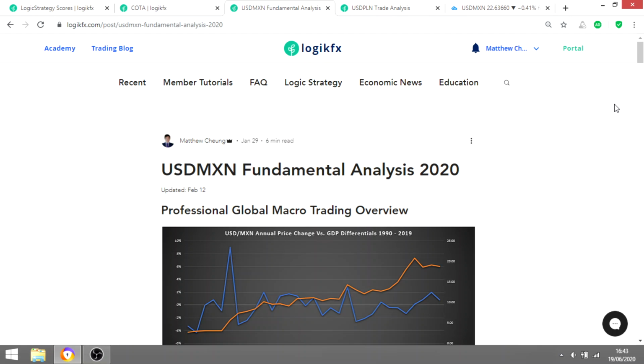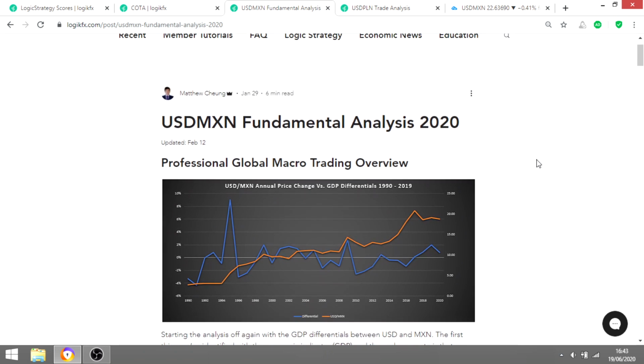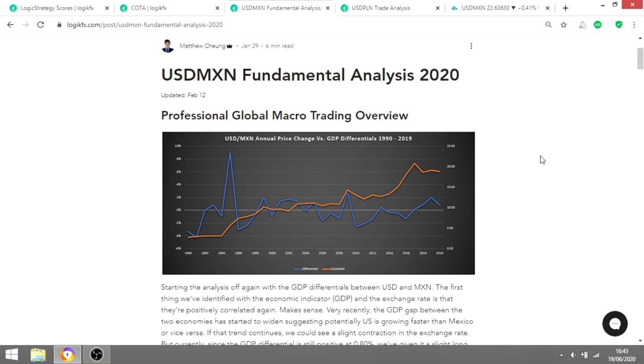So we always start off our fundamental analysis with the USD against the Mexican GDP differentials, and that's identified here in the chart below. The differential is in the blue line and the USD/MXN exchange rate is in the orange line. And what we saw was that the USD was actually growing at a faster rate than Mexico, and this created a long bias overall on our scorecard.